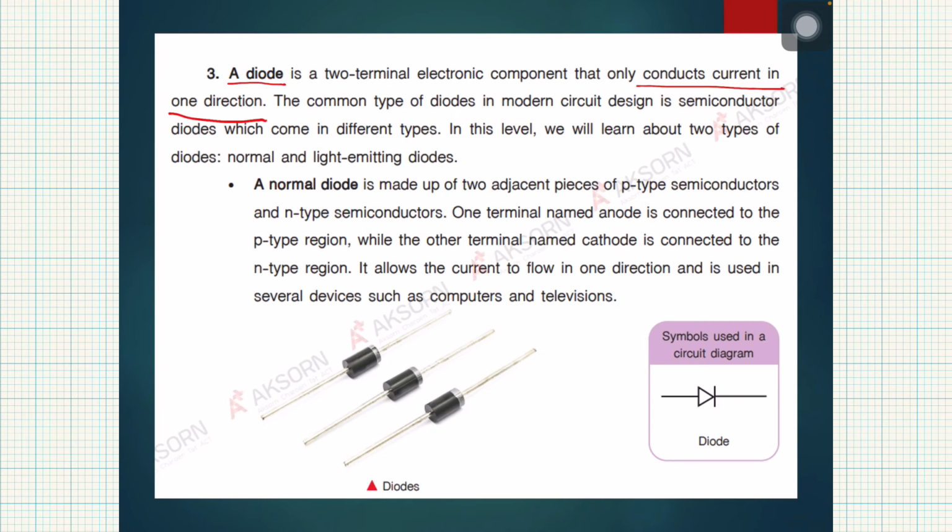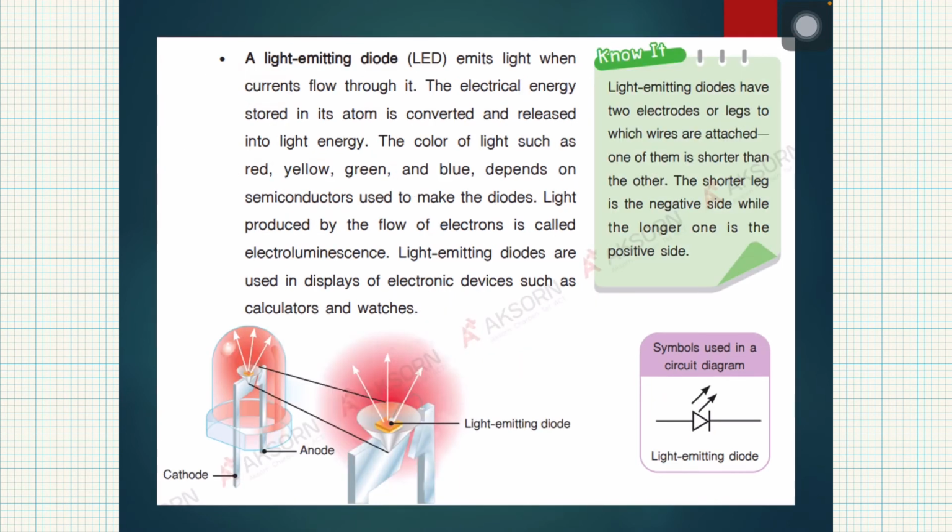So the common type of diodes in modern circuit design is semiconductor diodes, which come in different types. So the first type of diode is what we call a normal diode. We also have a light emitting diode, or the LED. It emits light when current flows through it. Okay.